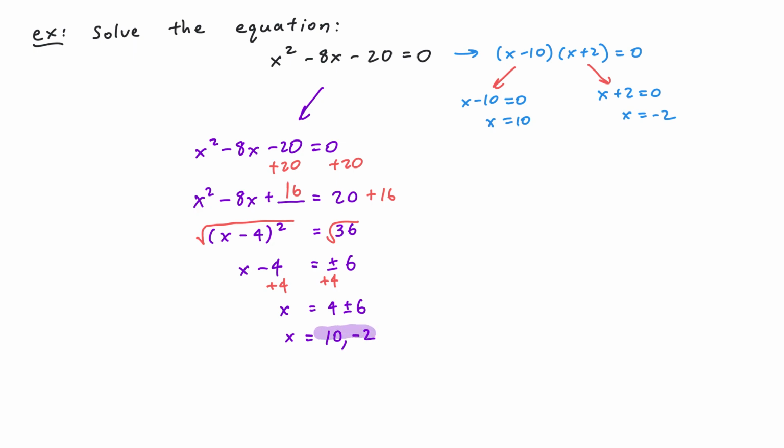So the answers that we got here, x equals 10 and x equals negative 2, match up with the answers that we got when we used the factoring method for solving this equation. While the approach of completing the square requires more steps, this method of solving quadratic equations works even when you can't factor the polynomial. So in this video, we've learned how to complete the square on quadratic polynomials.